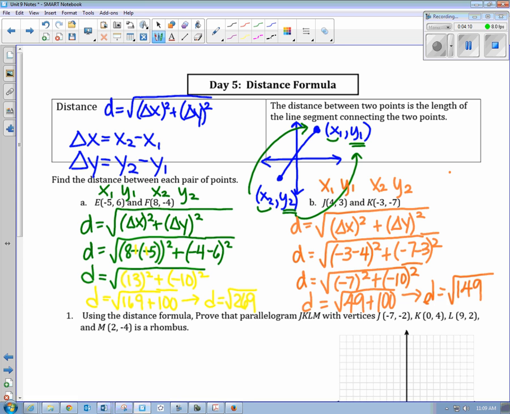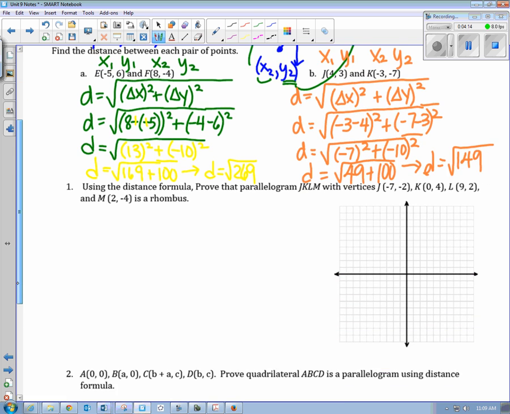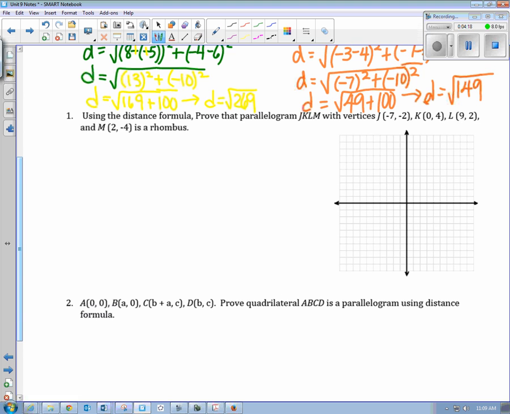So there's a lot of different scenarios of when we're going to use distance formula. A couple of them are here on your paper. So for the first question, they are telling us that we are going to use the distance formula to prove that a parallelogram with these vertices that you see here is indeed a rhombus. So they tell us it's a parallelogram. Our job is just to prove that it's a rhombus.